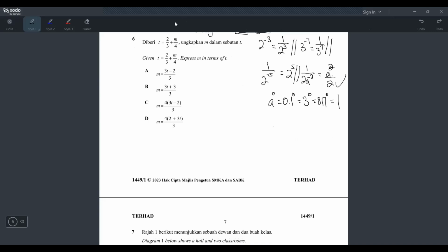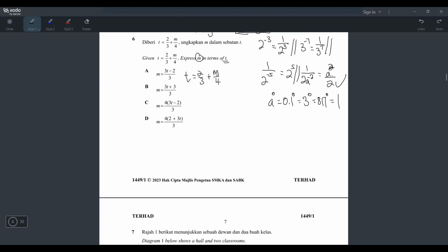Number 6, given t equals to 2 over 3 plus m over 4, express m in terms of t. It means they want to find m. Okay, they want to find m. So what you do is you make m the subject. So first of all, let's write down the question. T equals to 2 over 3 plus m over 4. Okay, like this, 2 over 3 plus m over 4.